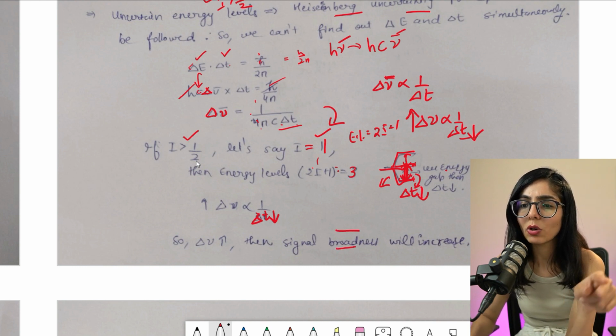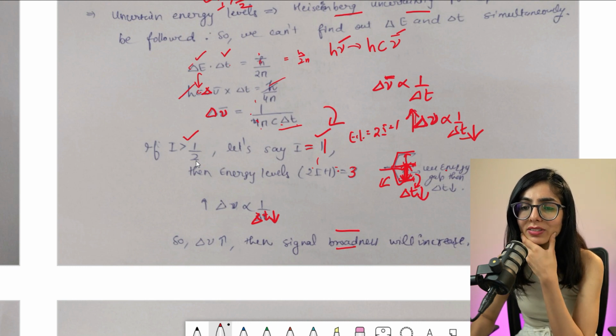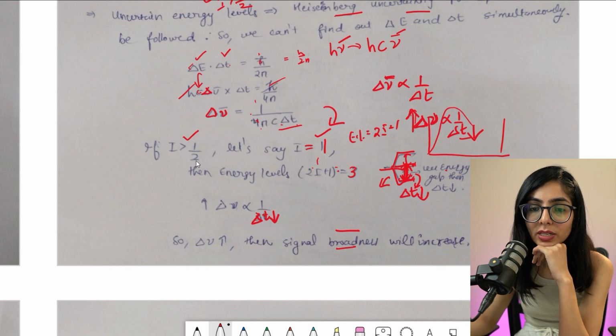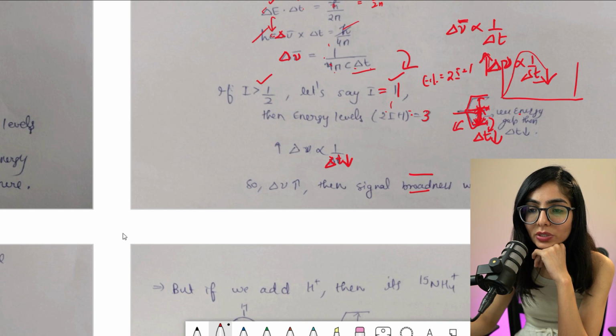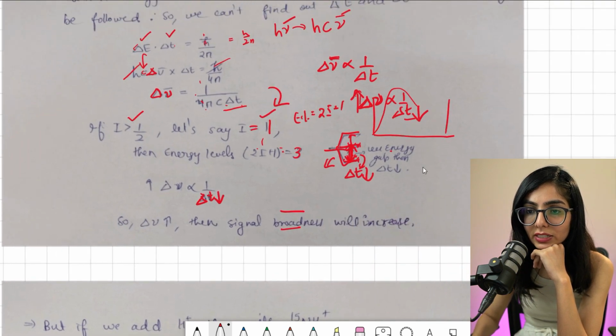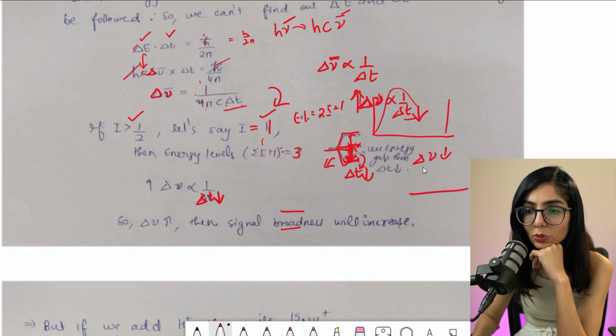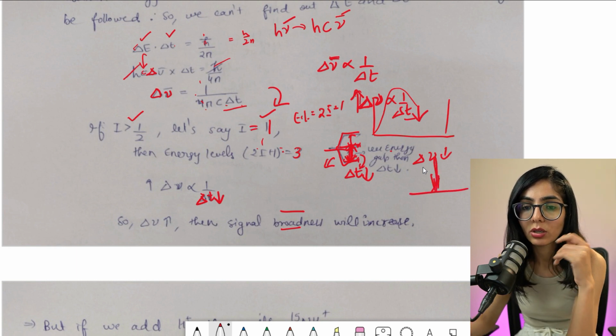So you will be telling me, Komal, del nu increases, so what is the thing over here that broadness will increase? Suppose you are getting a signal over here and one over here, so the broadness will increase like this. Fine. So that is the thing with it. But if del nu is less, like over here, you will be getting signals very close, and the signal will be sharp. Fine.